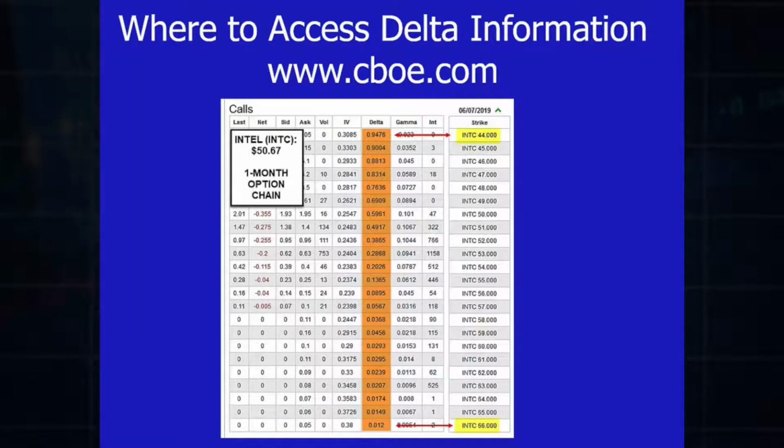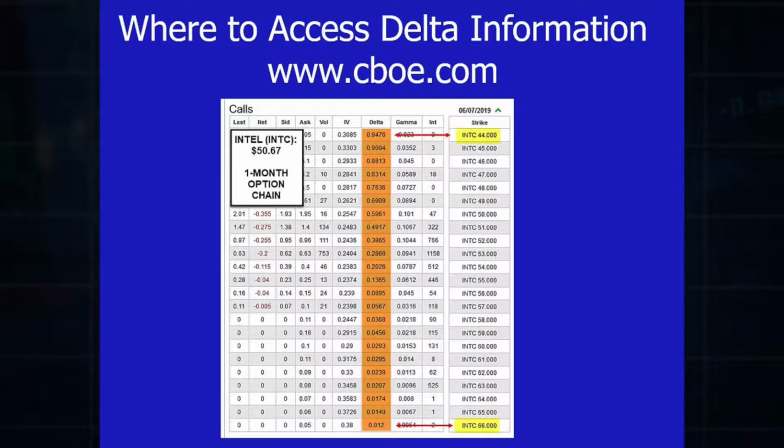Now, if you look at the delta of the deep out of the money, and if you remember, that would be on the lower right of the graph we showed you before, that was approaching 0. In this case, 0.012. For every dollar that Intel changes, the option will change by about a penny. Okay, so there you have the difference in delta between deep out of the money and deep in the money. So the delta information on many of these option chains is actually part of the option chain. You don't have to go to a separate area to look for it.